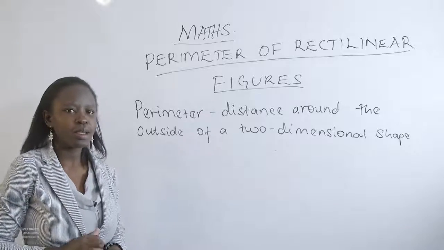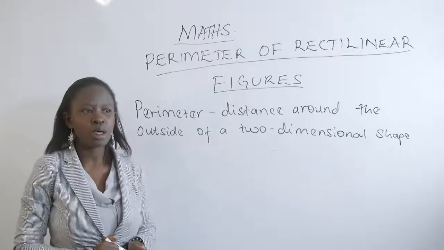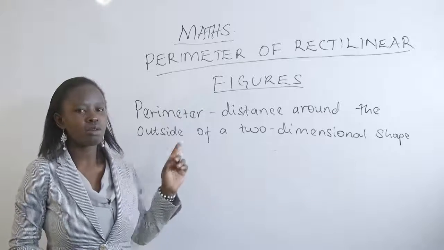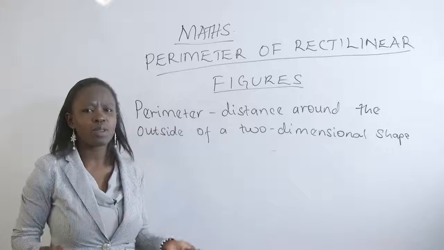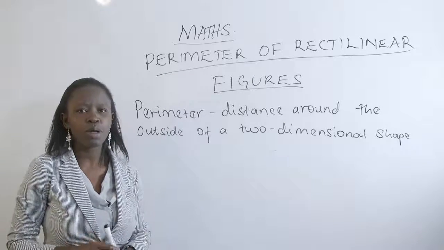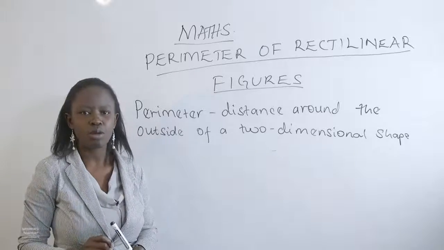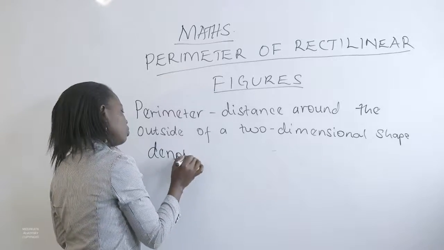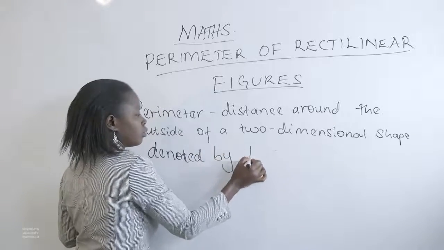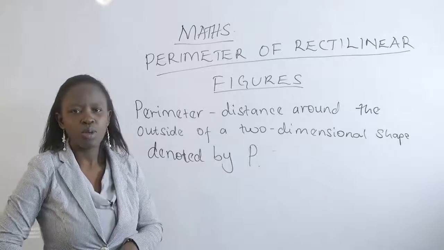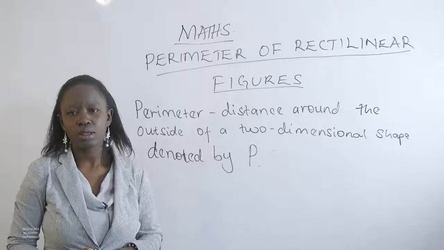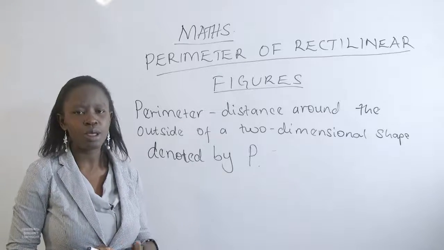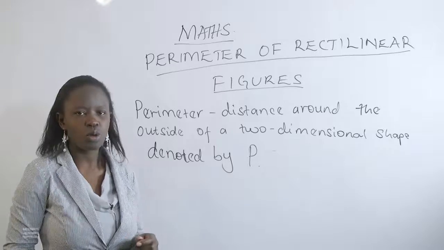So, perimeter simply refers to the distance around a two-dimensional shape. So you are having the distance outside the two-dimensional shape. When you are covering that distance around the two-dimensional shape, then whatever you are covering is what is known as perimeter. Perimeter is denoted by P. So, when we see the letter P, then it simply means that we are required to find the perimeter around the outside of any two-dimensional shape.